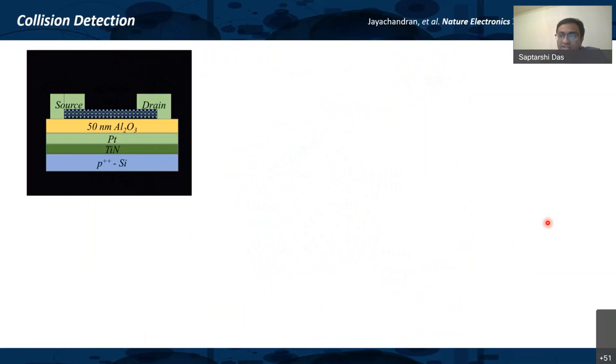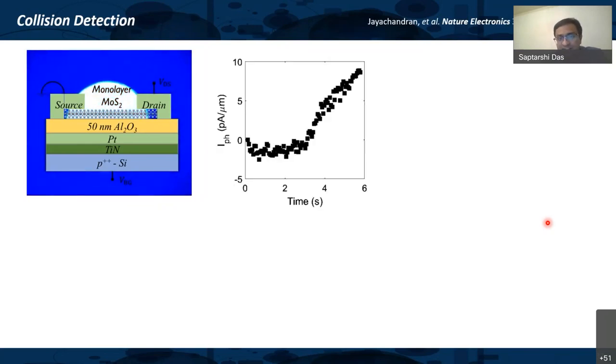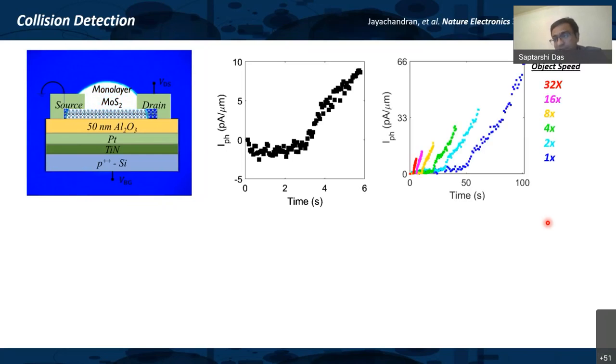Now, what happens if we subject our device to a similar kind of stimulus where the light is increasing over time? You can see that the photocurrent in the device increases. Interestingly, depending upon the speed of the approaching object, the response changes. A faster moving object creates an earlier response, and a slow moving object creates a later response. But this response alone is not sufficient for me to detect the collision, because I do not know when the collision is going to happen.